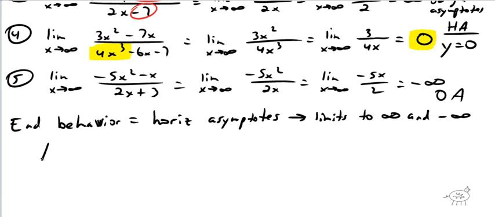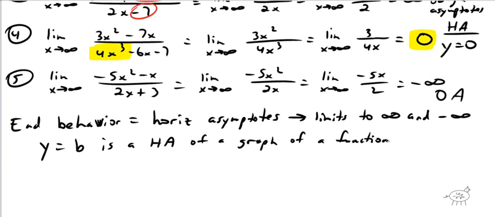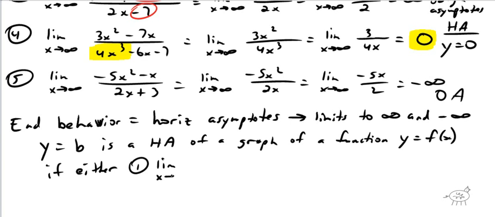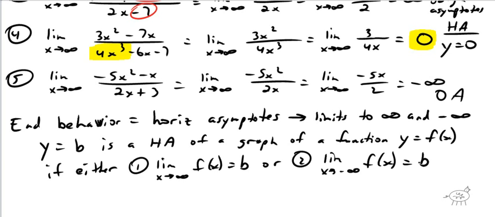So I'm going to tell you y equals b is a horizontal asymptote of a graph of a function y equals f of x if either the limit as x approaches infinity of f of x equals b, or the limit as x approaches negative infinity of f of x equals b.